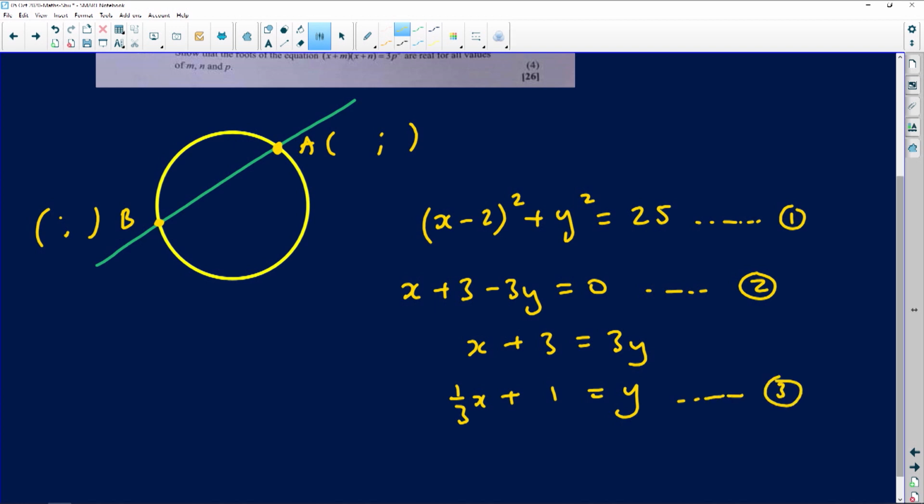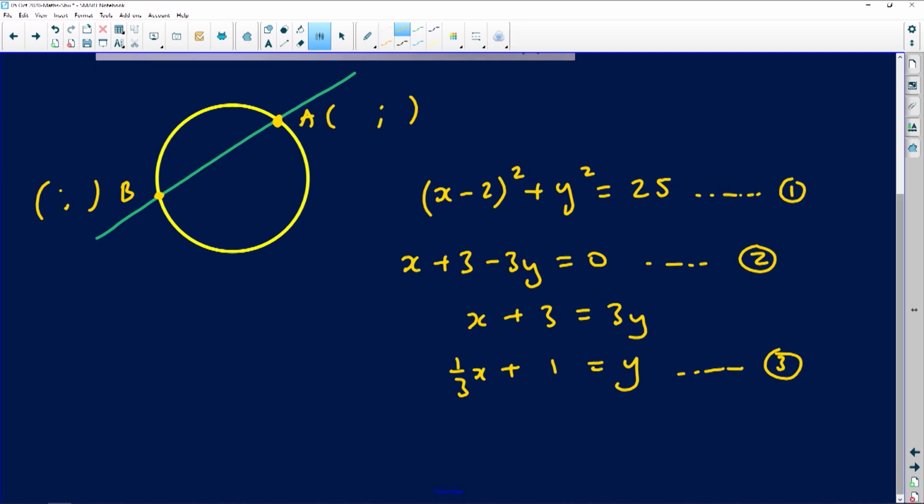Now that I've got equation 3, I'm going to just sub equation 3 everywhere where I see y in equation 1. So where I see y, I'm going to replace it with 1 over 3x plus 1. And there's y right there. So I'm going to change that and call it 1 over 3x plus 1. That's basically what I'm going to do now.